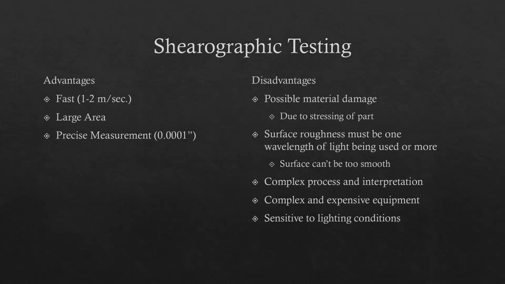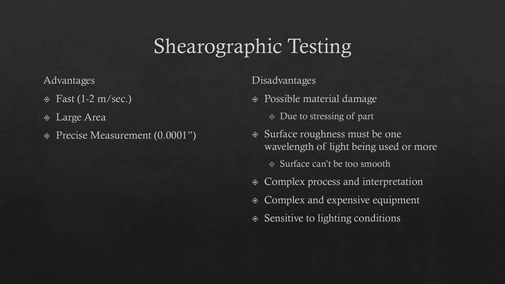So disadvantages are very similar to holography. Possible material damage due to stressing the part. One thing that is different, because we are not using a reference beam, is that there has to be a certain amount of surface roughness. Basically, the surface can't be too smooth. If you have a surface that has roughness that's less than 1 wavelength of the light being used, you will not pick up any kind of a speckle pattern, because none of the light will change phase. So the roughness has to be more than the wavelength of the light. Now, remember, light has a pretty small wavelength.